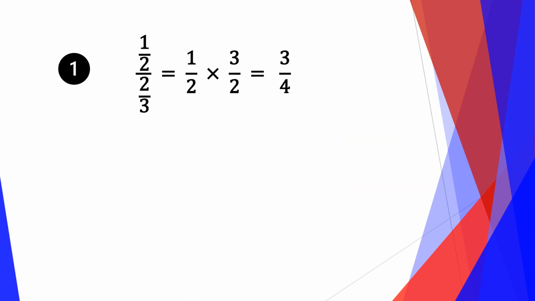Let's start with question 1. We have a half divided by 2/3. In division, we keep the first fraction as it is, a half. We change the division sign to multiplication, and we take the reciprocal of the second fraction. So 2/3 we write as 3 over 2. So we times our numerators first. 1 times 3 is 3, and then we times our denominators. 2 times 2 is 4. So our solution is 3 over 4.